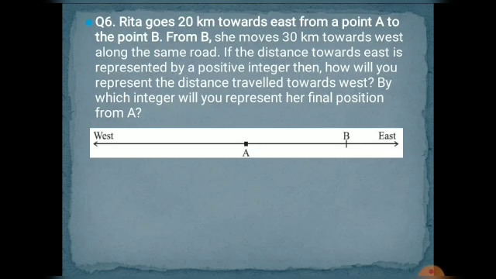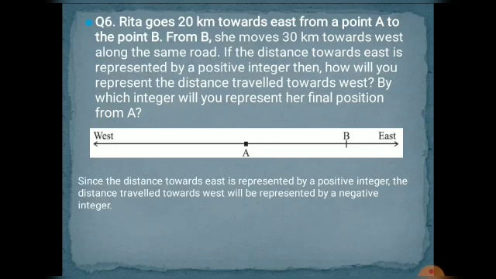Now look at sixth question. Rita goes 20 km towards east from a point A to the point B. From B, she moves 30 km towards west along the same road. If the distance towards east is represented by a positive integer, then how will you represent the distance traveled towards west? By which integer will you represent her final position from A? Now again, if east is taken as positive and west is opposite to east, so what will we take the direction west as? It will be a negative.